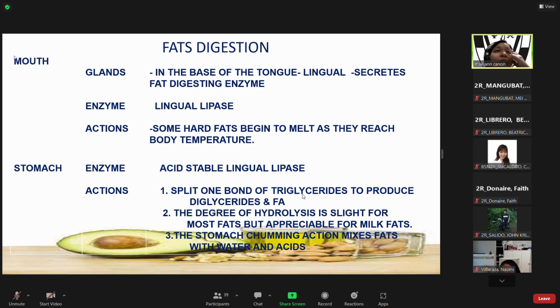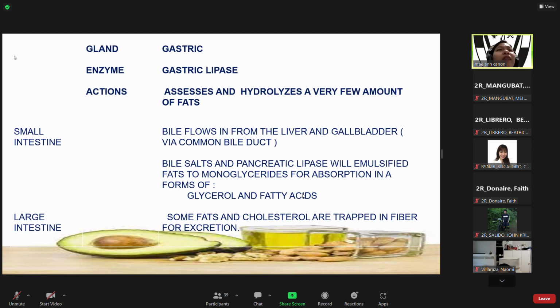So in your stomach, class, your acid-stable lingual lipase, that enzyme, what happens there first is it splits one bond of triglyceride to produce diglyceride and your fatty acid. The degree of hydrolysis is slight for most fats but appreciable for milk fat. Then your stomach's churning action mixes fat with water and acid. After that, your gastric content, it will produce an enzyme, which is your gastric lipase. For carbohydrates it is gastric amylase; this time, in your stomach, the enzyme produced is gastric lipase because this is about your lipid. Okay?